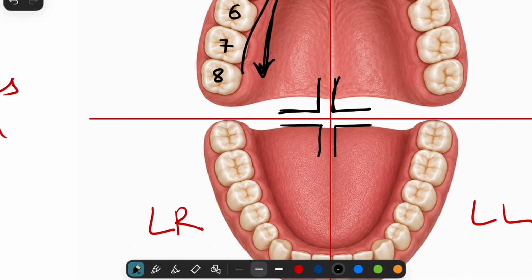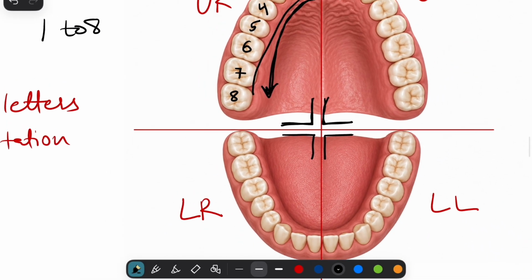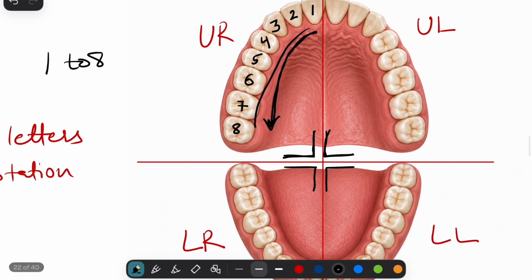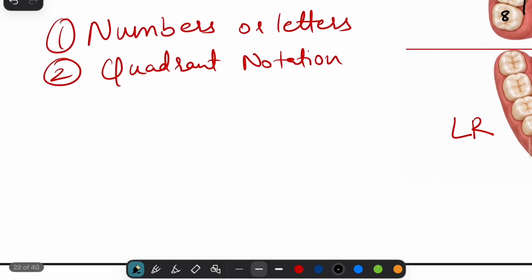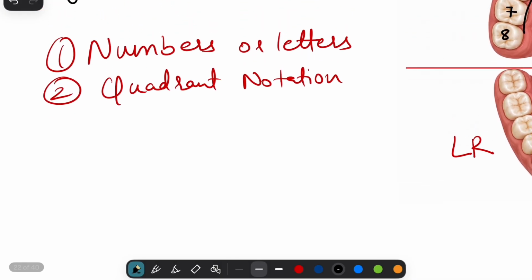Okay, now let's take some examples. If you want to represent the maxillary right central incisor, okay, maxillary right central incisor. In the Palmer notation, central incisor is number 1, and then it's the upper right quadrant. So it will be like this. Okay, so this is how you denote the upper right central incisor. Now for the mandibular left canine. Canine is number 3, and then it's mandibular and it's on the left side. Okay, this is easy, right?